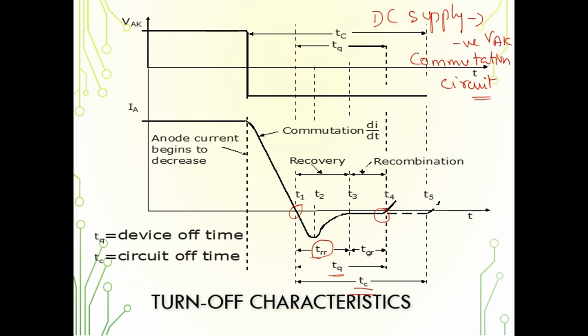To make Vak negative, if AC is applied, it is very easy. During the negative half cycle, Vak will be negative. But if we use DC, we have to go for an external circuit. That external circuit is called the commutation circuit.